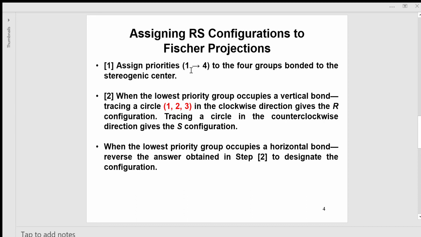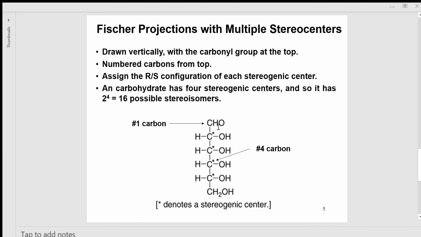You need to decide the priority of the 4 atoms or 4 groups attached to the carbon, then decide which is number 4, and then decide the direction of drawing a circle from 1 to 2 to 3. It is either clockwise or counterclockwise. Here I have an example. Let's decide the number 4, no, number 2. This is a carbohydrate molecule.